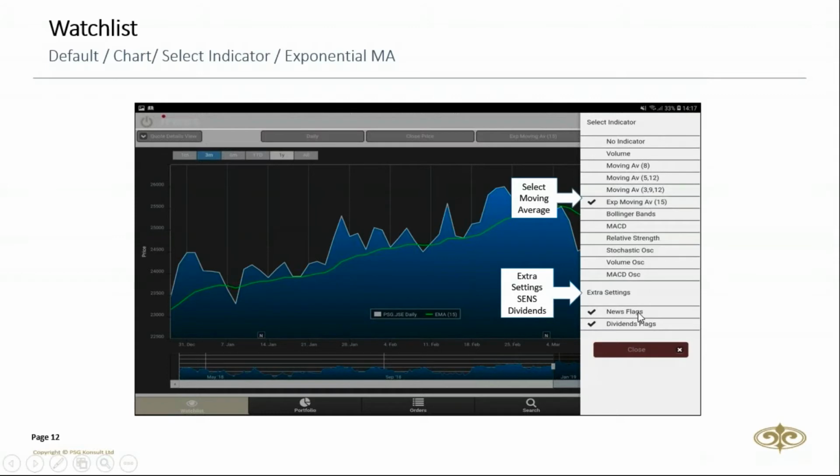This is what they call news flags and dividend flags. So you can see there's an N. On that particular day, at that particular time, a news flag came out on this particular share. If it was a D, it would come out on that day. You can see when the dividend was announced, how sensitive the share price was to the dividend announcement. And you can see the share price moves up and down. Okay, so that's what a 15-day moving average would look like.